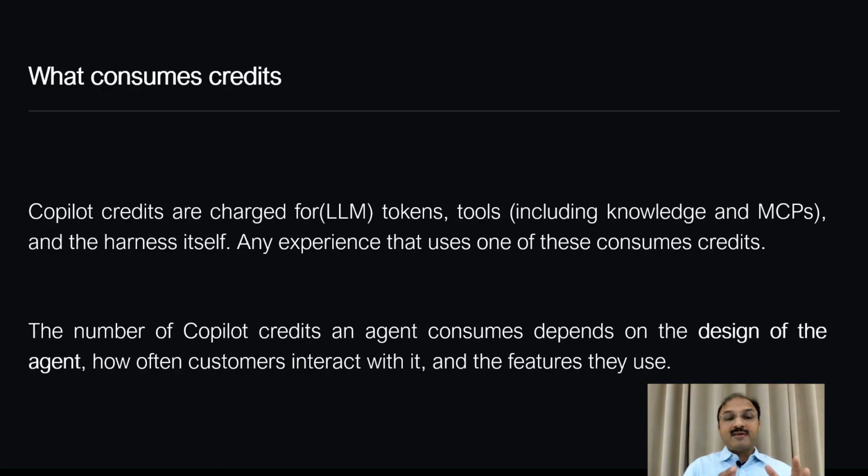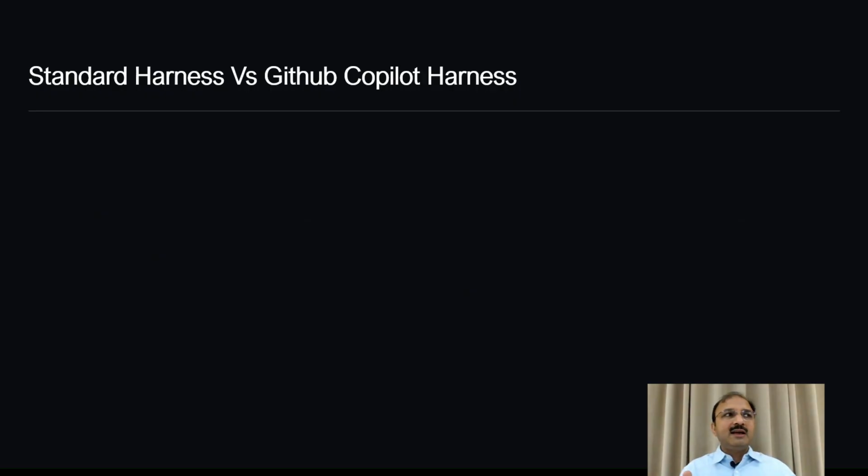The number of credits an agent consumes depends on the design of the agent. So the design should be good for your agent, which can be cost effective for you, and depends on how often customers interact with it and which features they use. So design matters a lot when you care about consuming Copilot credits. As I mentioned, in the classic UI of Copilot Studio we use the standard harness. In the new UI we use the GitHub Copilot Harness.